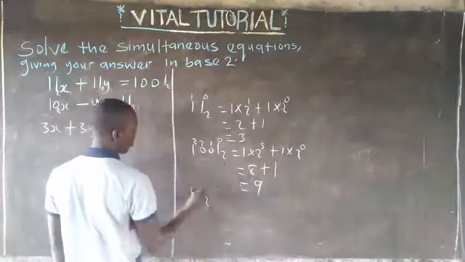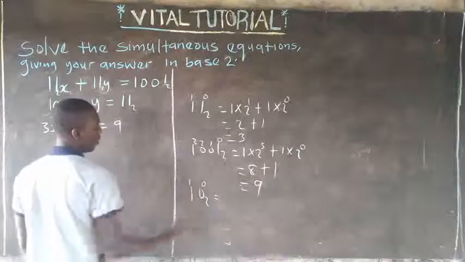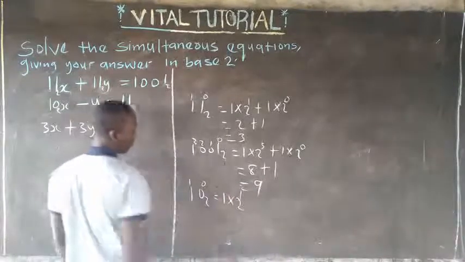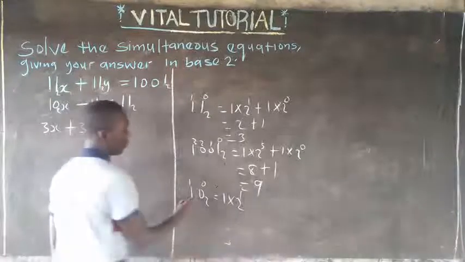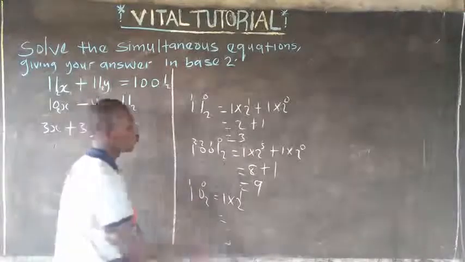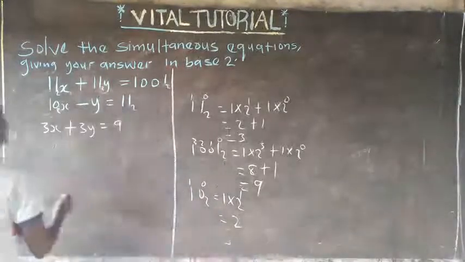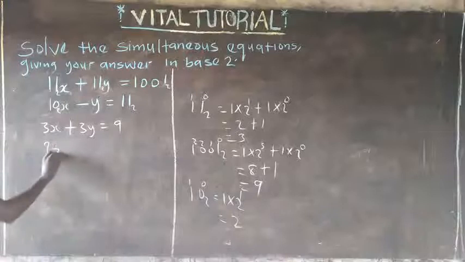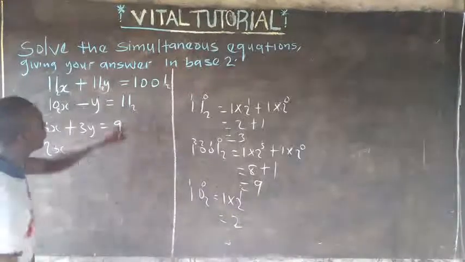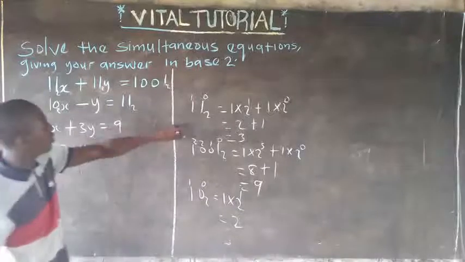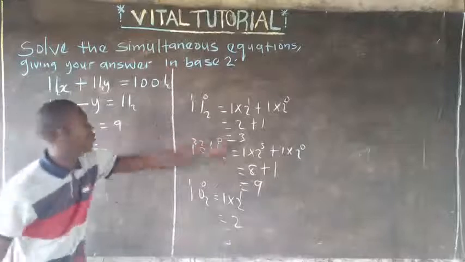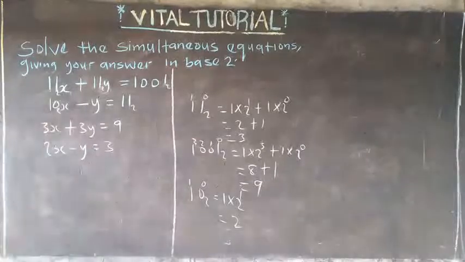Then this 10 base 2 to base 10: positions 0 and 1. 1 times 2 to the power of 1. I told you, anytime you see 0, just neglect that. So 2 to the power of 1 is 2, 2 times 1 gives us 2. So this will give us 2x minus y equals to 11 base 2 to base 10. I've already done that here, so that is 3.